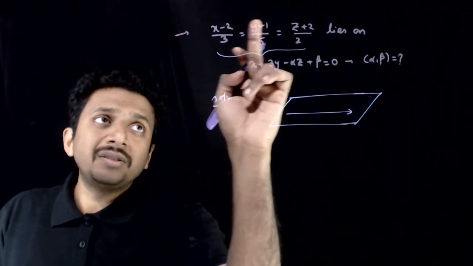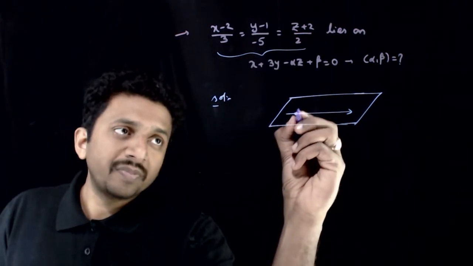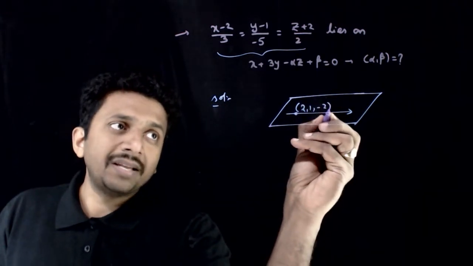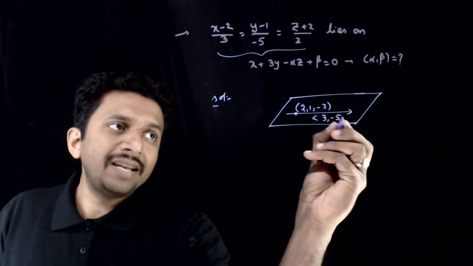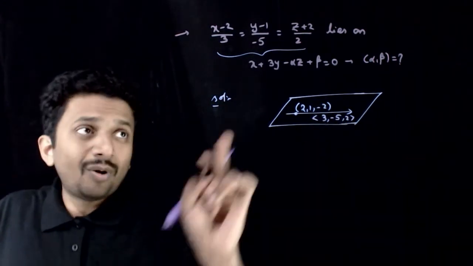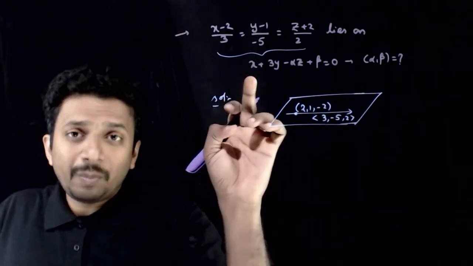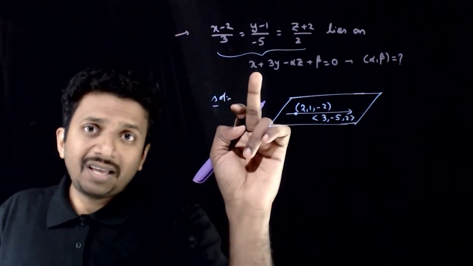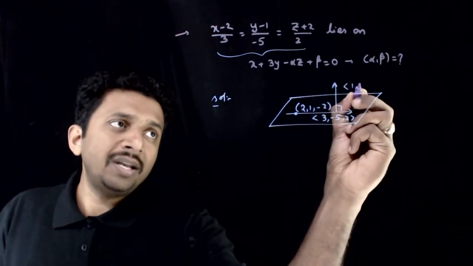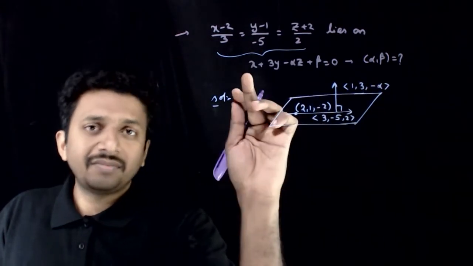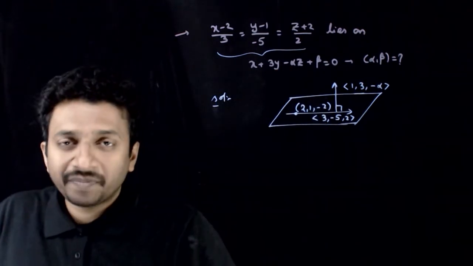This line is passing through the point 2, 1, minus 2, and having DRs 3, minus 5 and 2. And what are the properties of this plane? The normal of this plane has DRs 1, 3 and minus alpha, the coefficients of x, y, z.